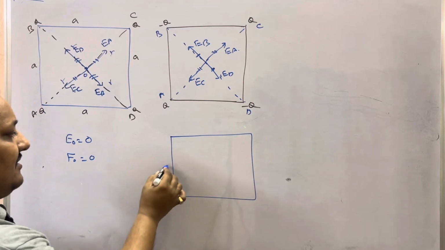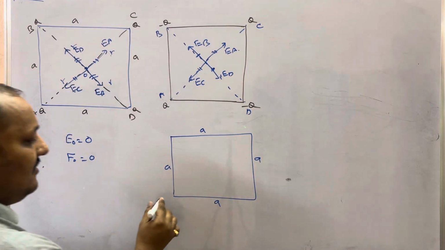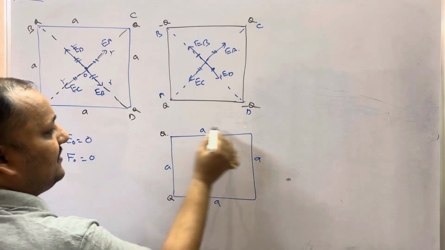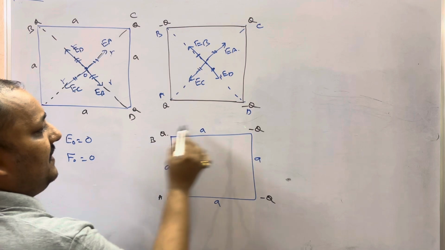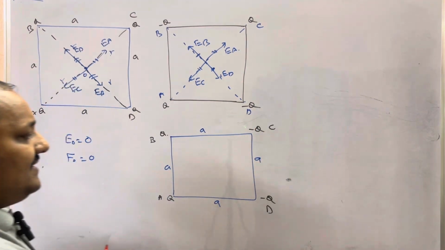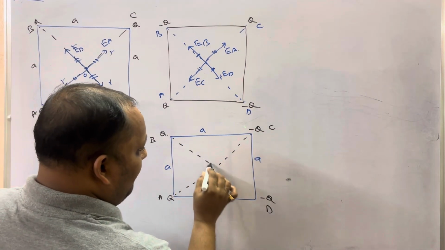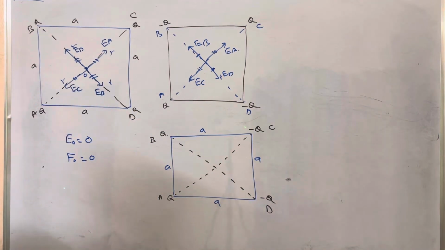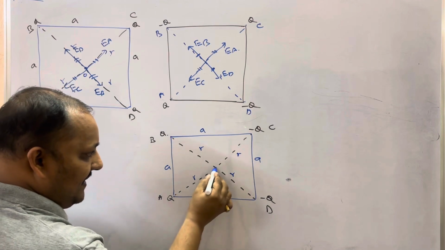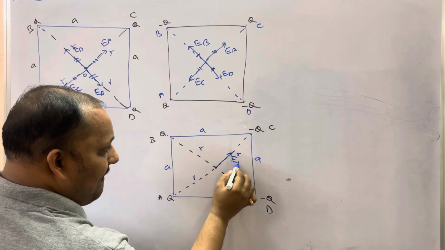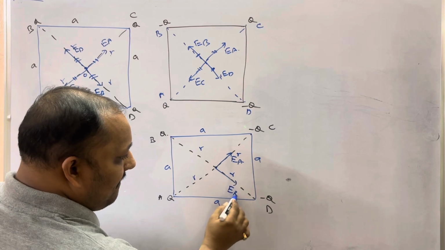Next, another square I am taking. We just have to practice like this. So, plus Q, plus Q, minus Q, minus Q. So, A, B, C, D. Now, see how the directions are going to come. EA, R. What is EA? It will be away because it is a positive charge. What is EB? This is also away.